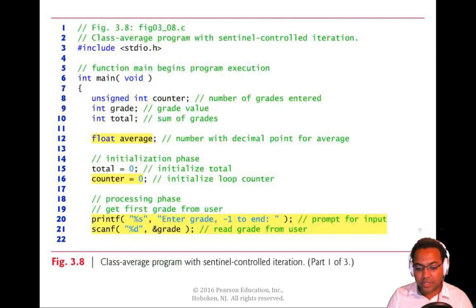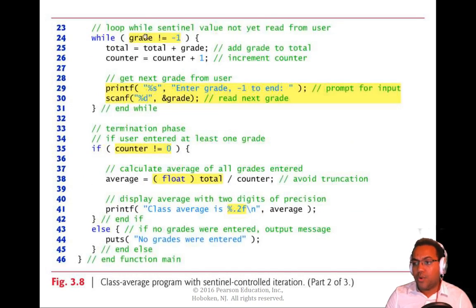Give me 1 second. All right. So then we have scanf that gets the grade. And then while the grade is not equal to -1, we do this. Now remember what I said, total plus equals grade is the same thing as this. Counter plus plus is the same thing as this. Then they prompt again. We only prompt once because we use a do while. We didn't use a while. And that's very important. If the counter is not equal to 0, then you can do this.